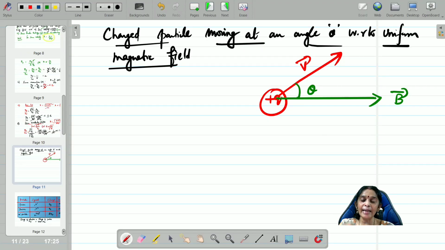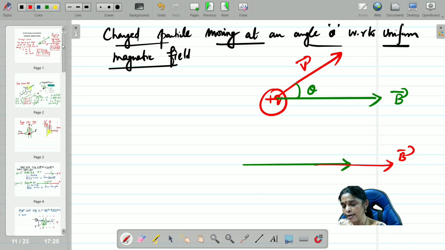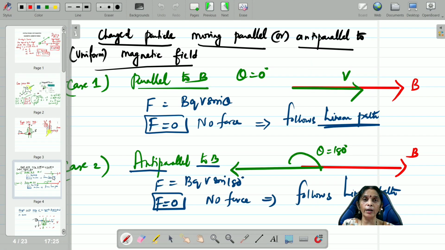Children, we know very well that any charged particle moving parallel to the magnetic field, does it experience any force? No, right? Zero force, linear path.